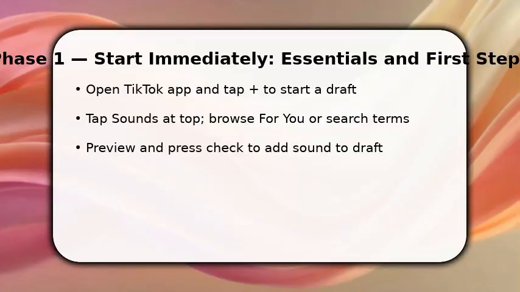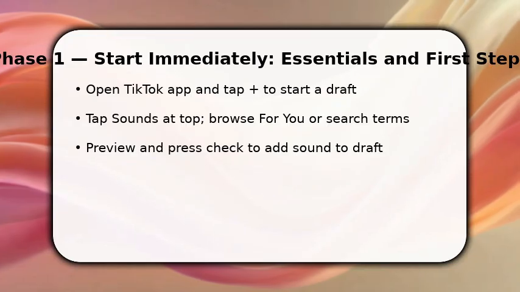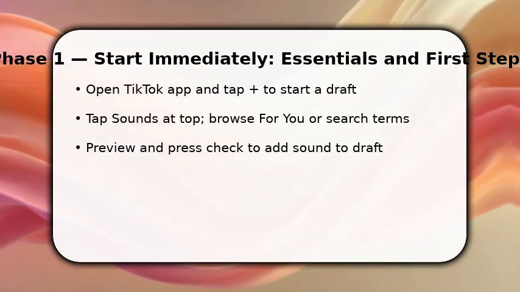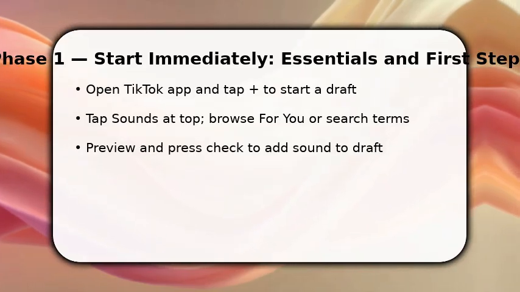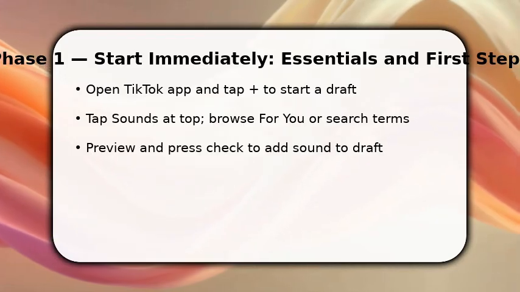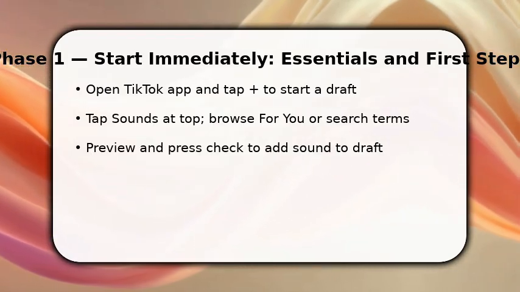Enjoy the video. You start by picking the sound you'll build on. Open TikTok and tap the plus to create. Then tap Sounds at the top. Search keywords or browse For You to find a clip that fits your idea. Once you preview and find the right take, press the check mark to attach it to your draft.